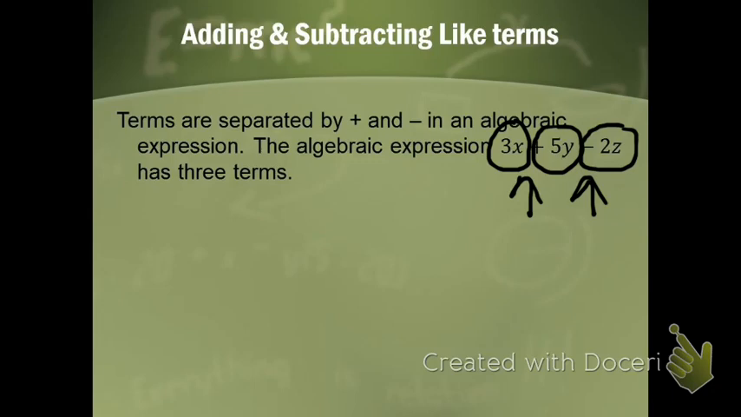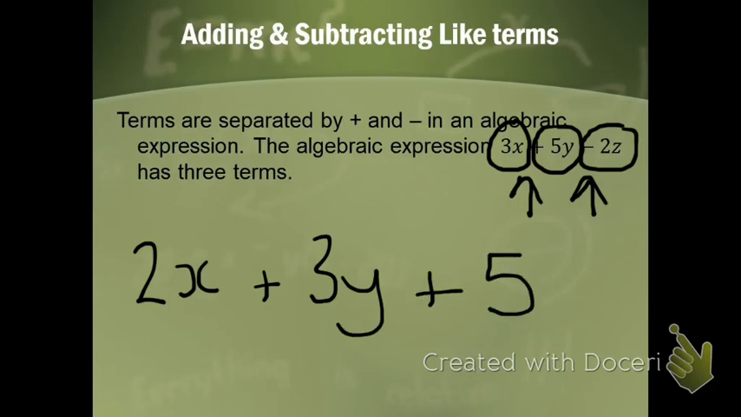Having a look at another one, we can have one like 2x plus 3y plus 5. Now looking at this one, 2x is one term, 3y is another term, and 5, the constant 5, is also classed as a term. So three terms in that one, all separated by the positive sign.